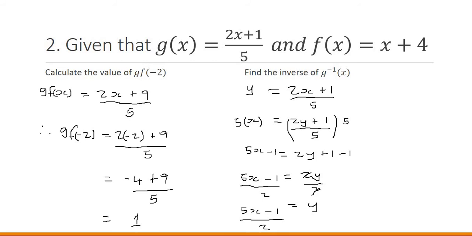At this stage, we must remember what we're finding is g inverse of x. So we replace this y with g inverse of x. So here, I'm going to write it here. Therefore, g inverse of x is going to equal 5x minus 1 all over 2. And we're finished.